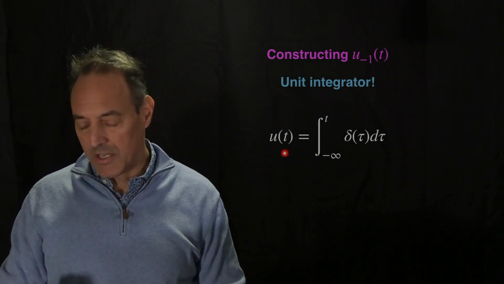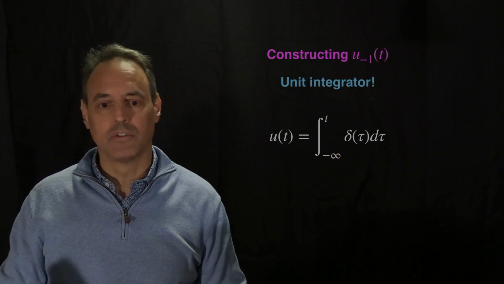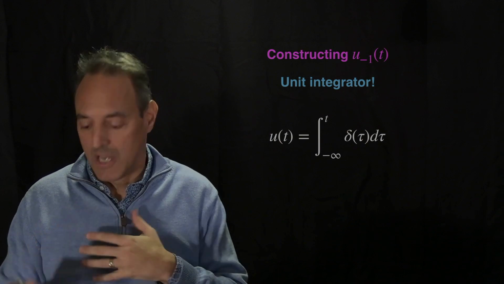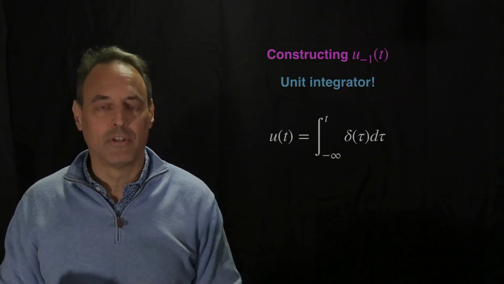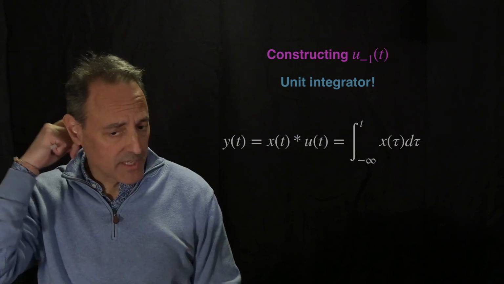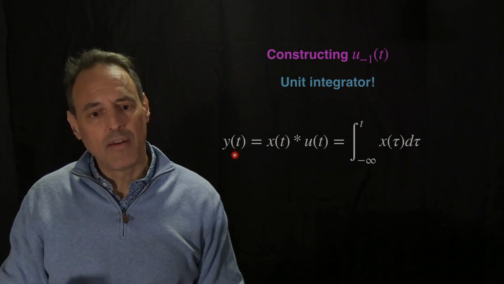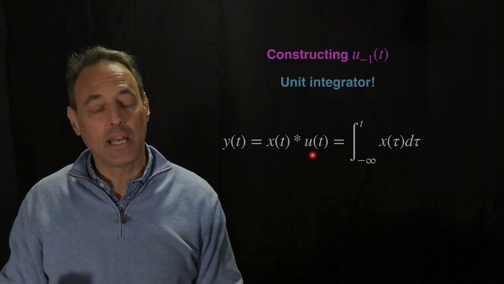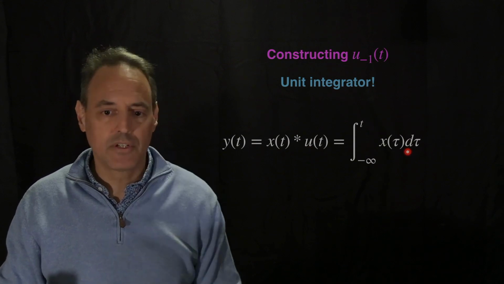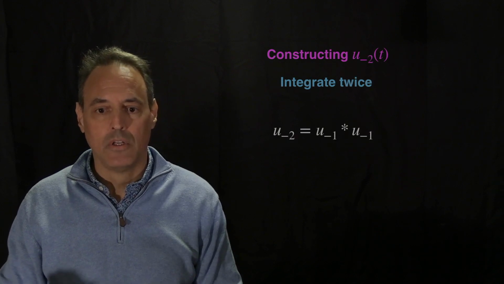So what we're looking at here is u of t, you just integrate over a delta function. This is sort of like your unit integrator. So you took the delta function and you produced the integral of the delta function, which is the step function. Now we already had done this, and so essentially, if I have some function x of t integrated against this unit step, I actually get the integration of x right back out.